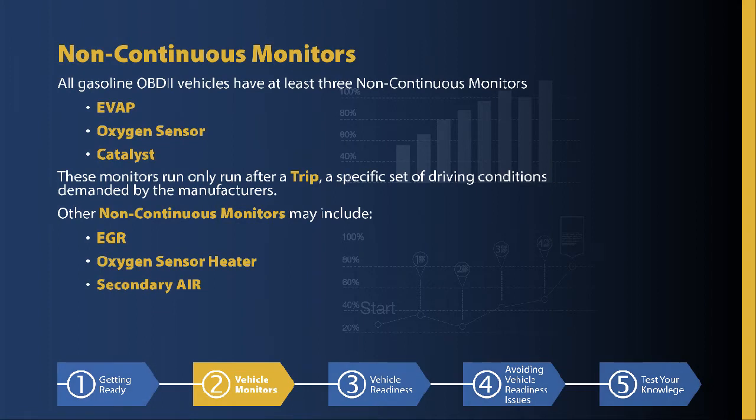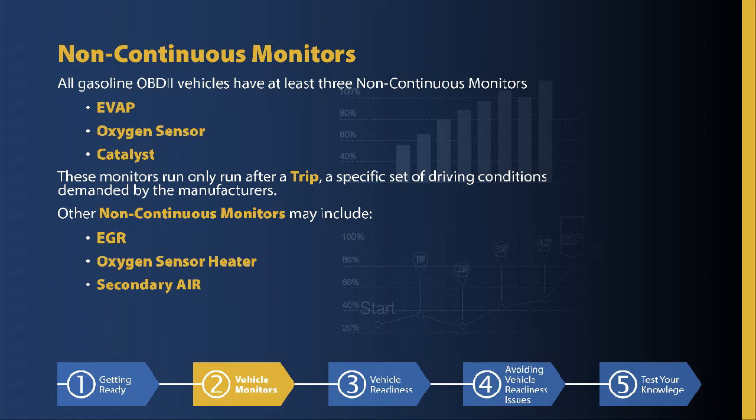Non-continuous monitors run only after a trip, which you may recall is a specific set of driving conditions demanded by the manufacturers. Not all cars have these, but all OBD2 gasoline cars have at least 3 non-continuous monitors: the EVAP, the oxygen sensor, and the catalyst.